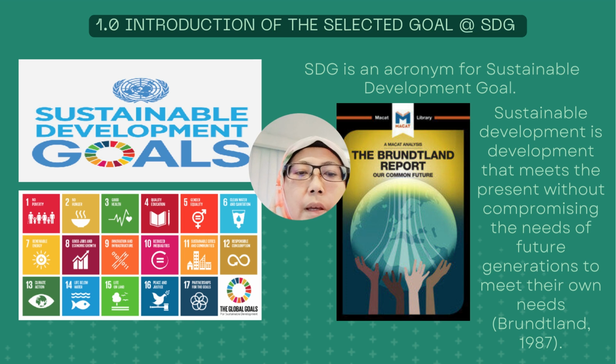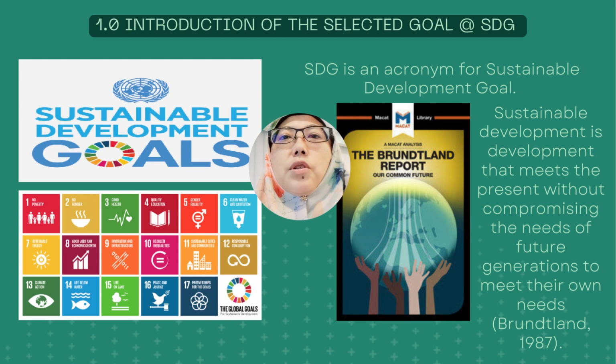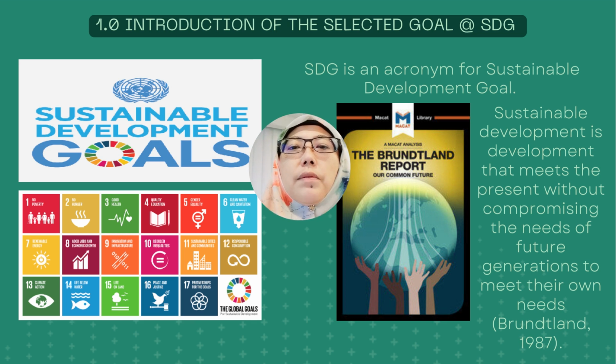SDG have 17 goals consisting of number 1, no poverty, number 2, zero hunger, number 3, good health and well-being, number 4, quality education, number 5, gender equality, number 6, clean water and sanitation, number 7, affordable and clean energy, number 8, decent work and economic growth, number 9, industry, innovation and infrastructure, number 10, reduced inequalities, number 11, sustainable cities and communities, number 12, responsible consumption and production, number 13, climate action, number 14, life below water, number 15, life on land, number 16, peace, justice and strong institutions, and finally, number 17, partnerships for the goals.